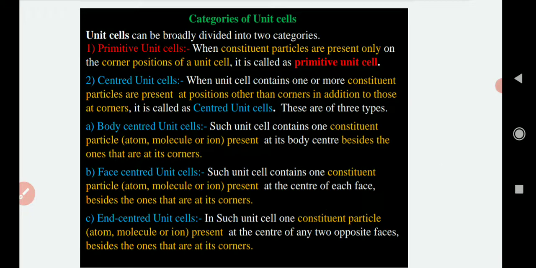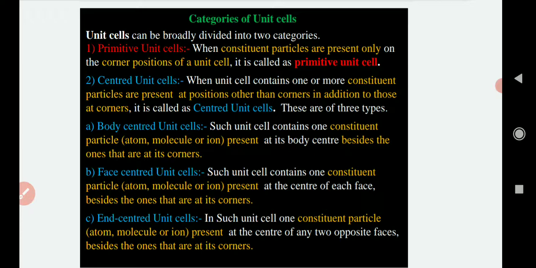7 types of unit cells are divided into further 14 types depending on the position of the particle, where the particle is situated. So they are classified into 2 categories: simple unit cells, that is primitive, and centered unit cell. In primitive unit cell, the particles are only present at the corner, and the centered unit cell is divided into 3 types again: body centered, face centered and end centered.